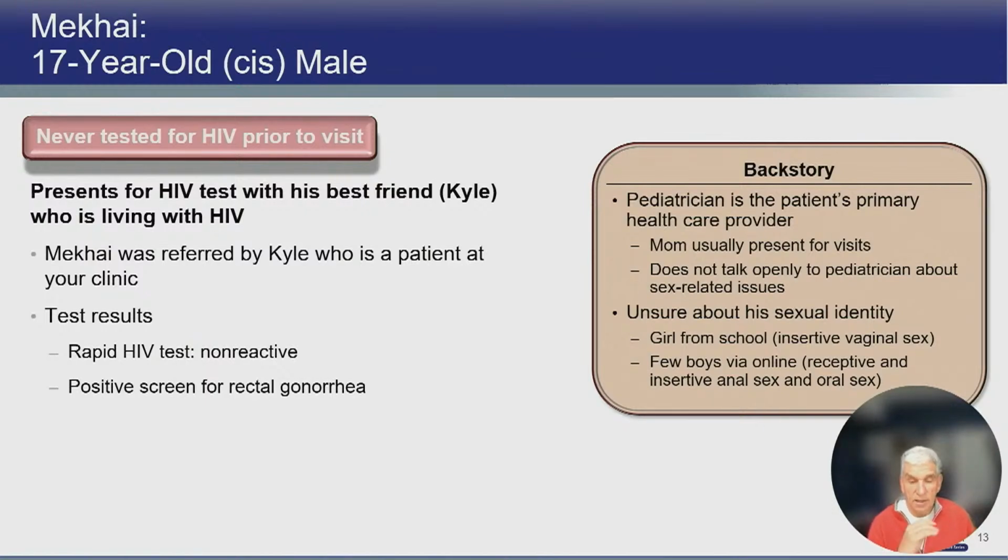This is a case study of Mackay, a 17-year-old cis male, never tested for HIV. He presents for an HIV test with his best friend who's living with HIV. His test results come back non-reactive, but he has gonorrhea. The backstory is the mom's usually present, but she doesn't come for this. And Mackay is unsure about his sexual identity.